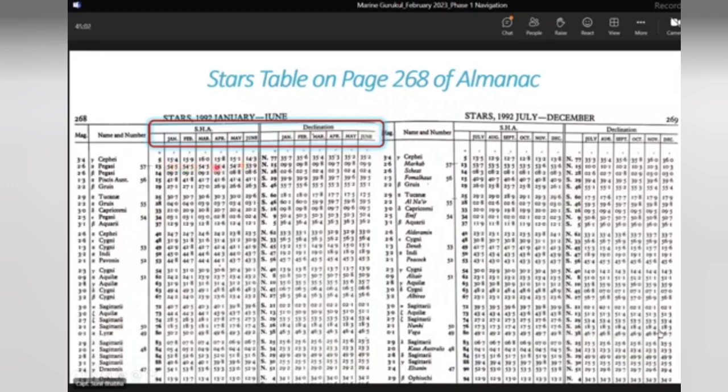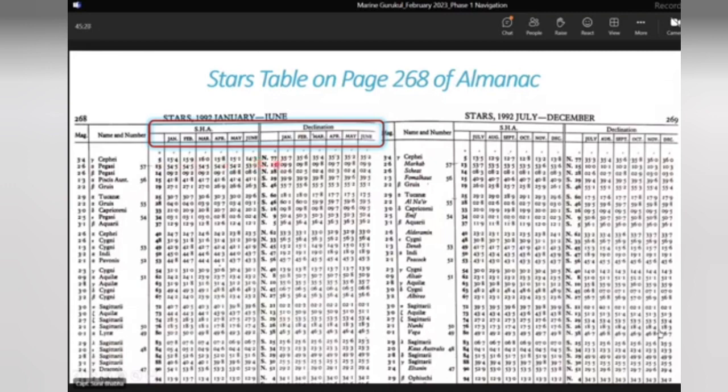Now the change in SHA is happening only in the minutes. The degrees usually do not change. So under every respective column of the month, you see the minutes value is given. So you pick up the degree value from the first column, and then you pick up the minutes value from whichever month you require the value for.